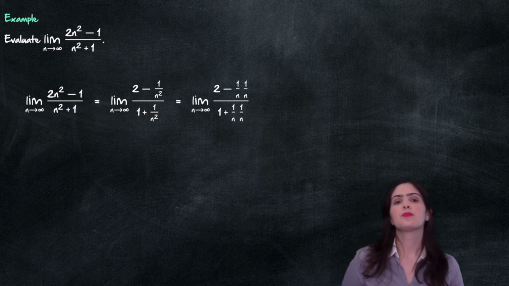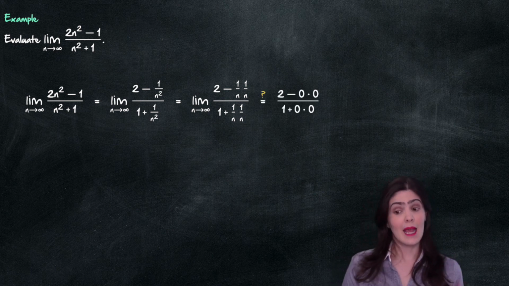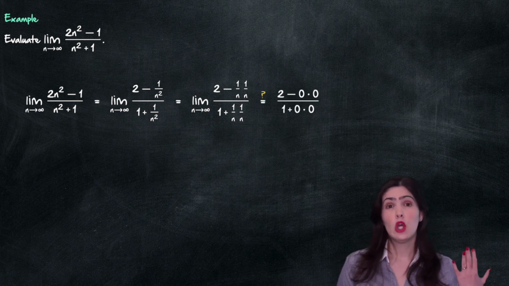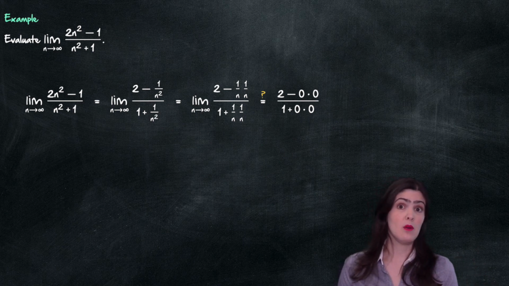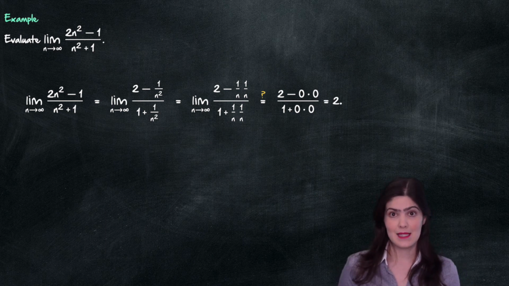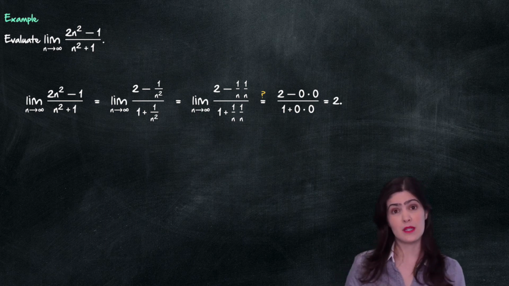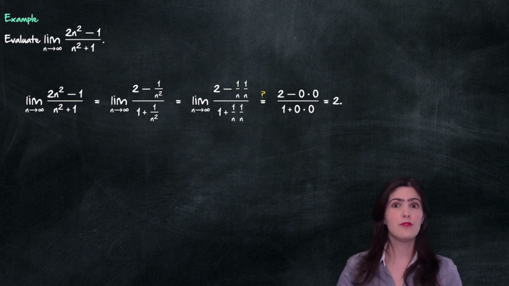But we showed already that as n approaches infinity, 1 over n goes to 0. So then the question is, can I say that this limit is then (2 minus 0 times 0) over (1 plus 0 times 0), and therefore the limit is 2? The answer is yes. And the following theorem, that's called the limit laws for sequences, is going to tell us all the rules that we can follow to justify all the steps that we just did.